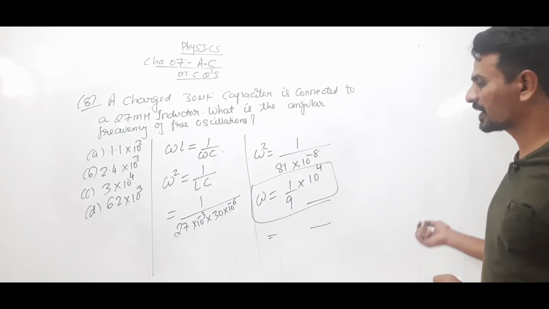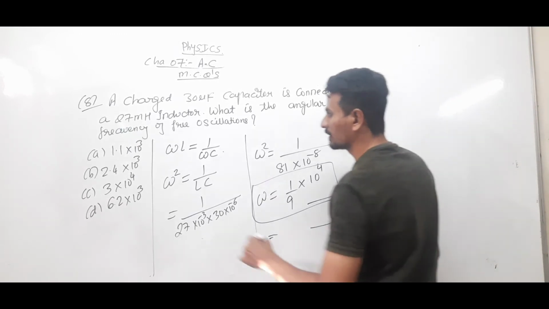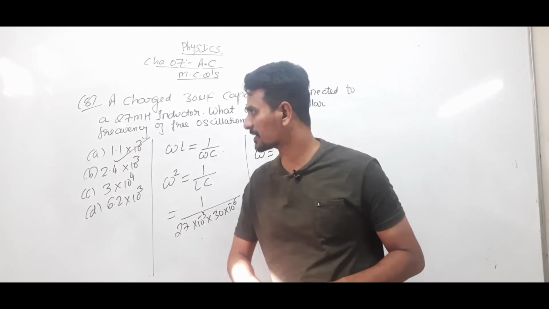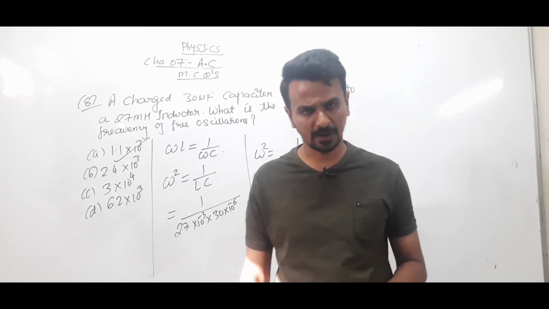So it will be 0.111 into 10 raised to 4. So this is the correct answer, 1.1 into 10 raised to 3. Clear? So A is your correct answer. Okay, fine. The next one.